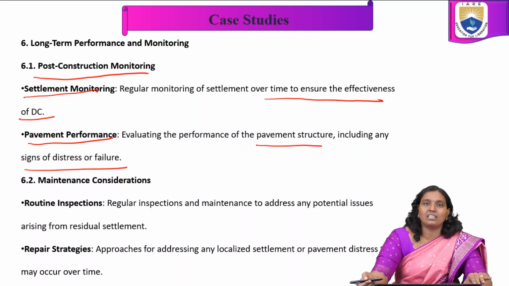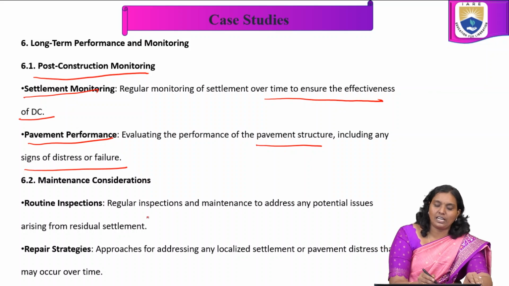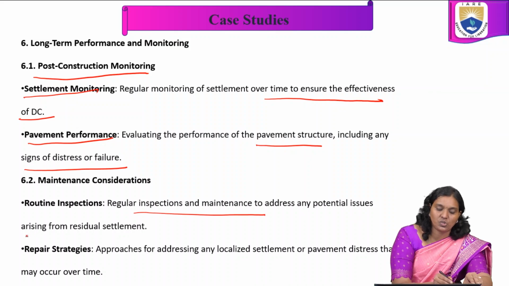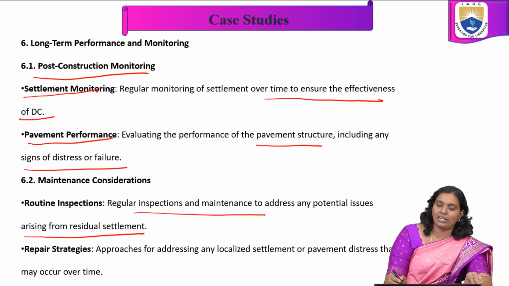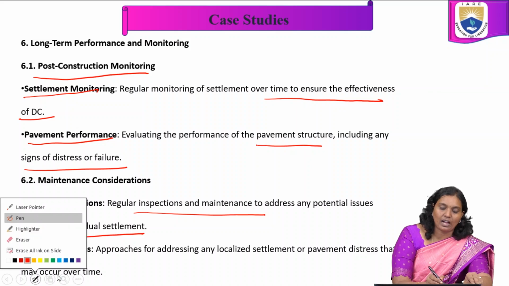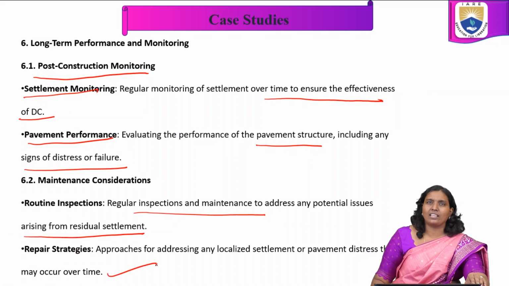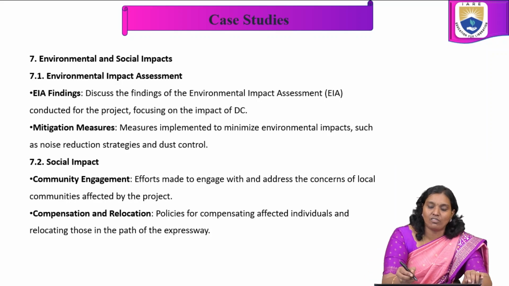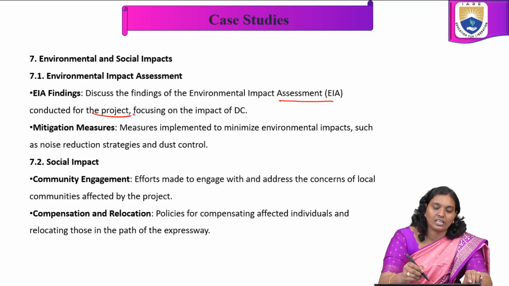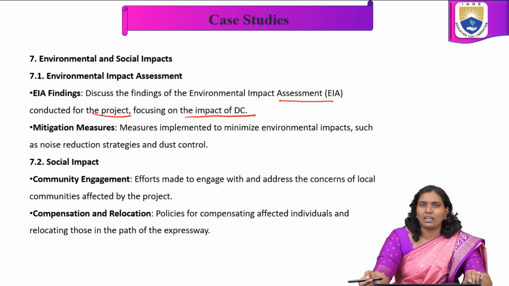In maintenance considerations, routine inspections and repair strategies. Regular inspections and maintenance address any potential issues arising from residual settlement. In repair strategies, we consider approaches for addressing any localized settlement or pavement distress that may occur over time. Like this, we are going to understand. And also environmental and social impacts. In environmental impact assessment, discuss the findings of the environmental impact assessment conducted for a project, focusing on the impact of dynamic compaction.